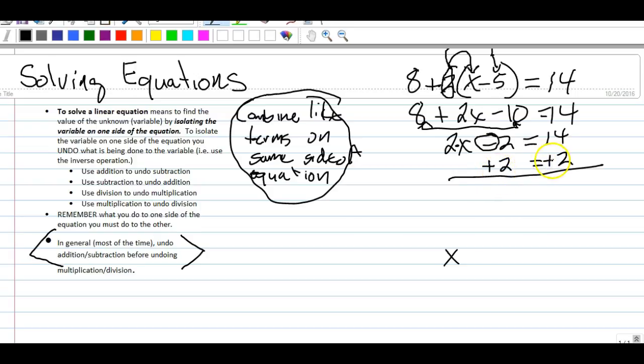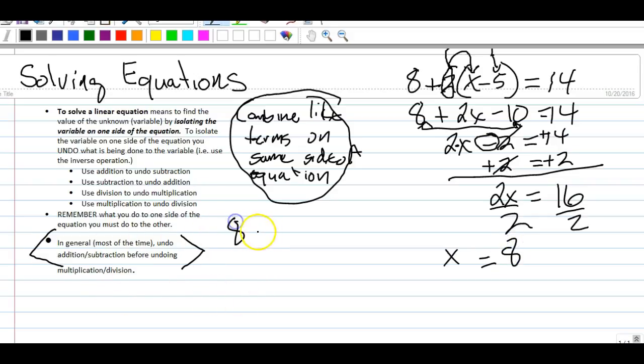So I added 2 here, so I'm going to add 2 here. And again, it's important to put these signs, because when you combine these two constant terms, you want to know whether you're going to add or subtract. The minus 2 and the plus 2 do each other in, and that gives me 2x is equal to, here I have like signs, so I add 16. So I divide by 2, and I get x is equal to 8.